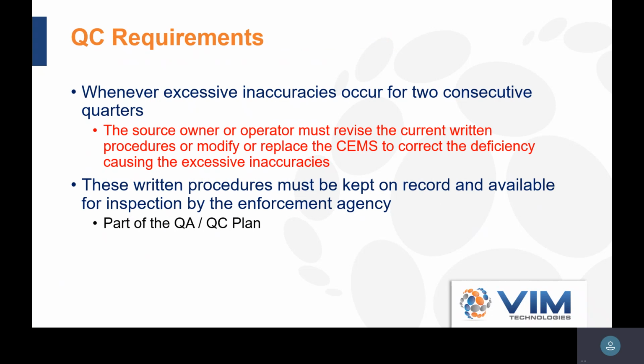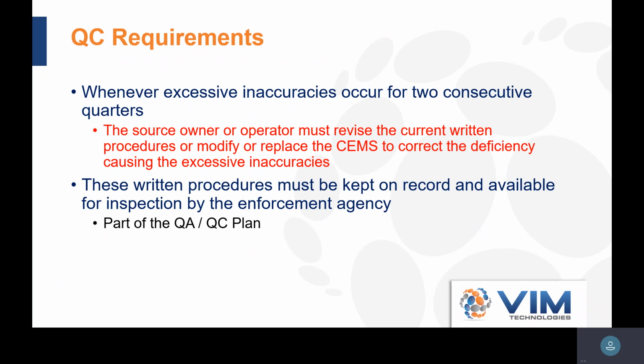So this is another important one. I keep saying the same thing, but if you have two inaccuracies in two consecutive quarters, then there needs to be a response. This is straight from the rule. It says the source owner or operator must revise the current written procedures, modify or replace the CEMS to correct the deficiency causing the excessive inaccuracies.